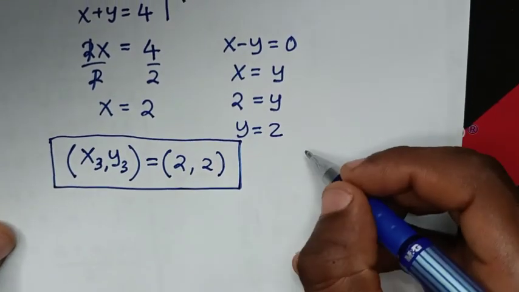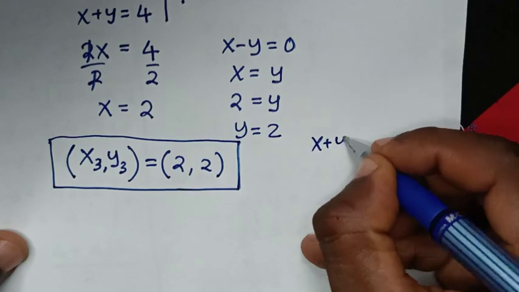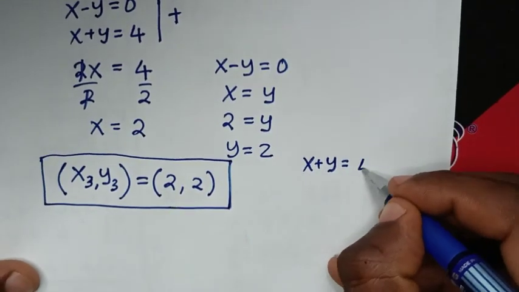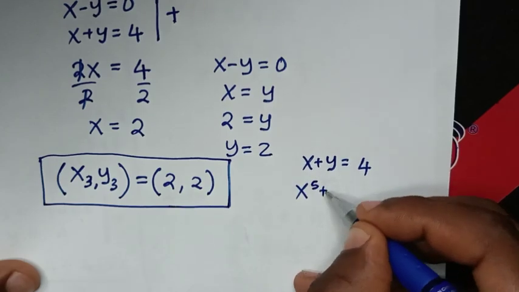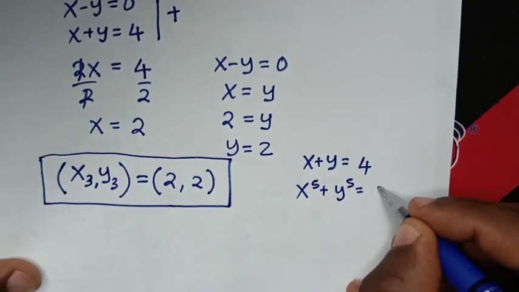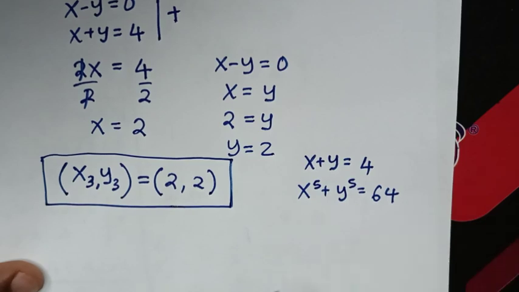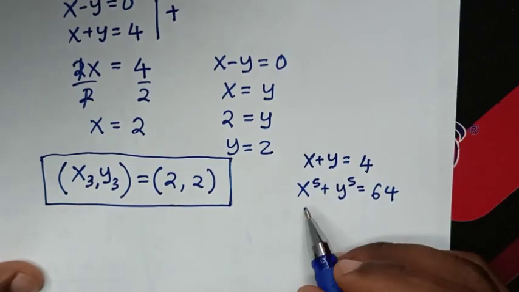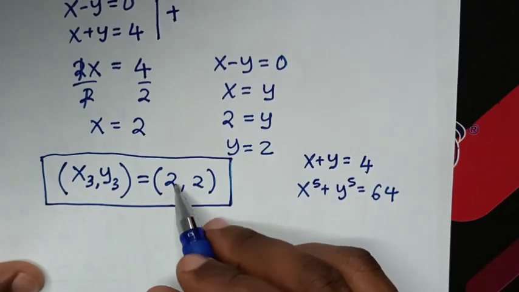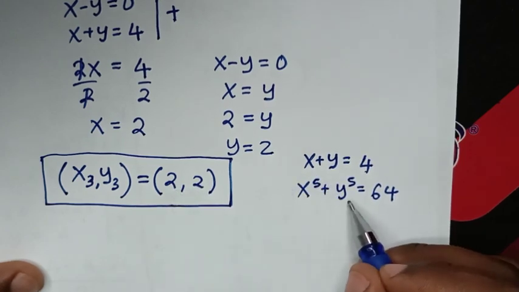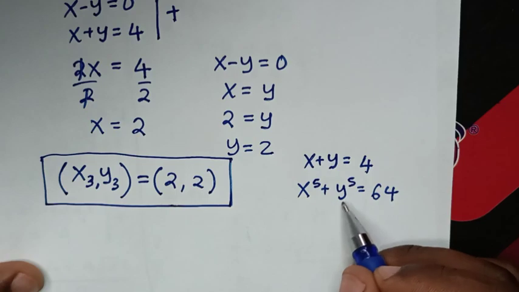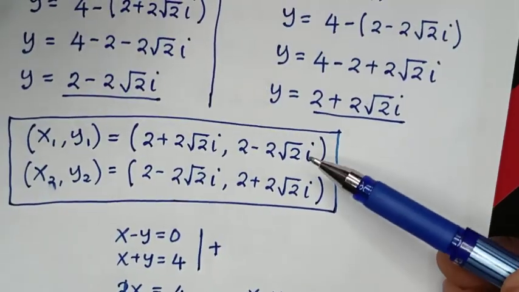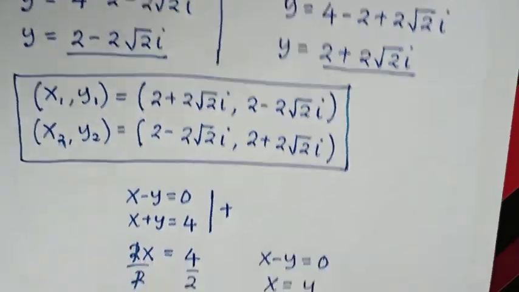Now let's check if this real solution will satisfy our problem. To verify from our problem, which was x plus y is equal to 4, x power 5 plus y power 5 is equal to 64. Now x is 2 plus y is 2 is equal to 4, so it is correct. X power 5, 2 power 5 is 32 plus 2 power 5 is 32. 32 plus 32 is 64. So this is correct. You can check also for the complex solutions.